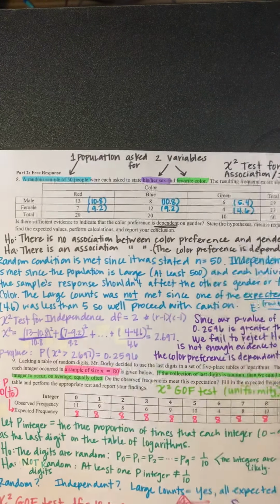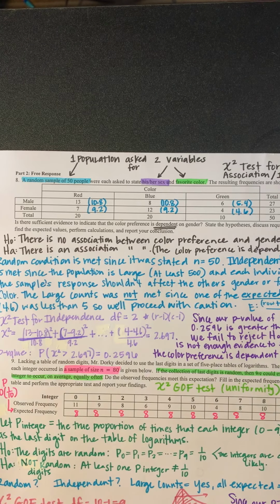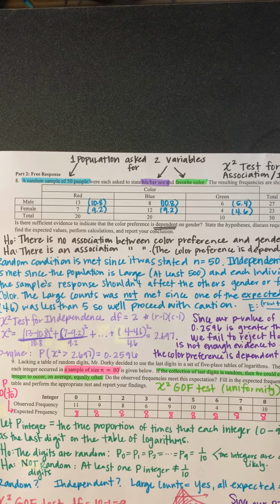For the chi-squared independence test, the degrees of freedom should be 2. Again, that formula was row minus 1 times column minus 1. Calculate your chi-squared test statistic, which should be 2.697. And then that p-value, also from your calculator, should be 0.2596.